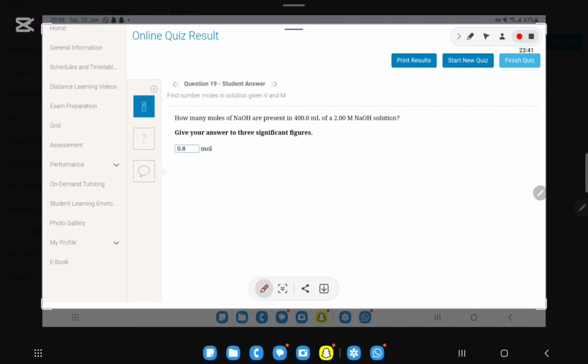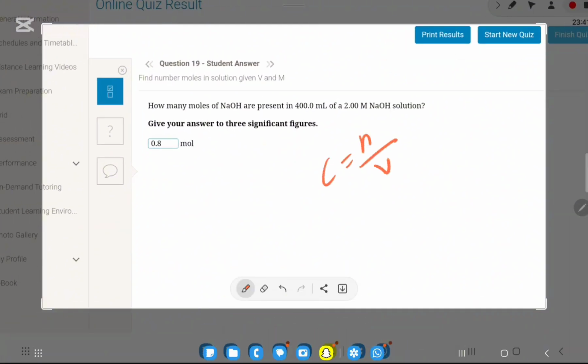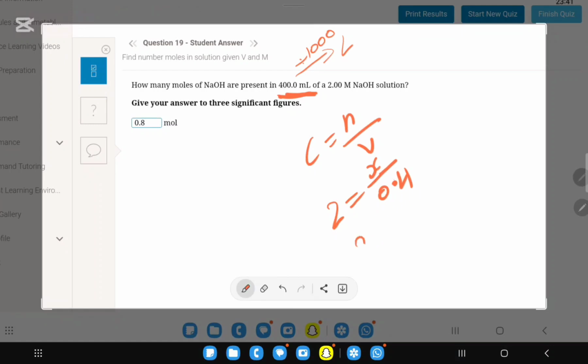How many moles of NaOH are present in 400 milliliters of a 2.0 molarity NaOH solution? We use again C equals n over V, and since it's milliliters, we convert it into liters by dividing by 1000. We get 0.4. For C, they gave us 2, and 0.4 for volume, and we want x, the moles. 2 times 0.4 equals 0.8, and they want 3 significant figures, so we add 2 zeros to make it 3.